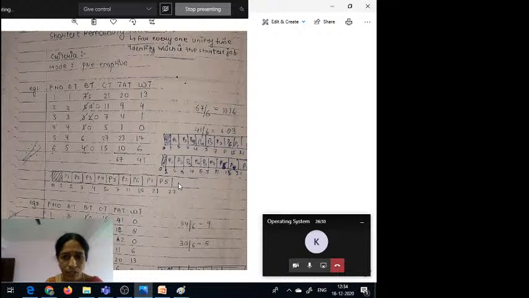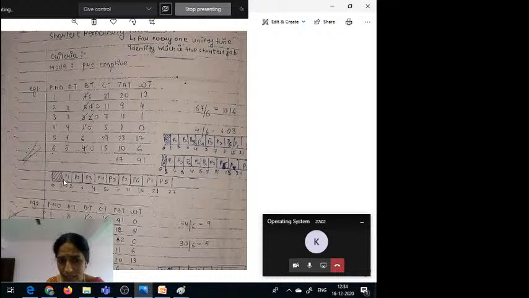Now find out the average waiting time and average turnaround time. For that, how do you find the waiting time for P1? P1 enters the CPU at 1 millisecond. Next, P1 enters again at the 15th millisecond. P1 is in the CPU for how much time? 1 millisecond. The CPU is busy.